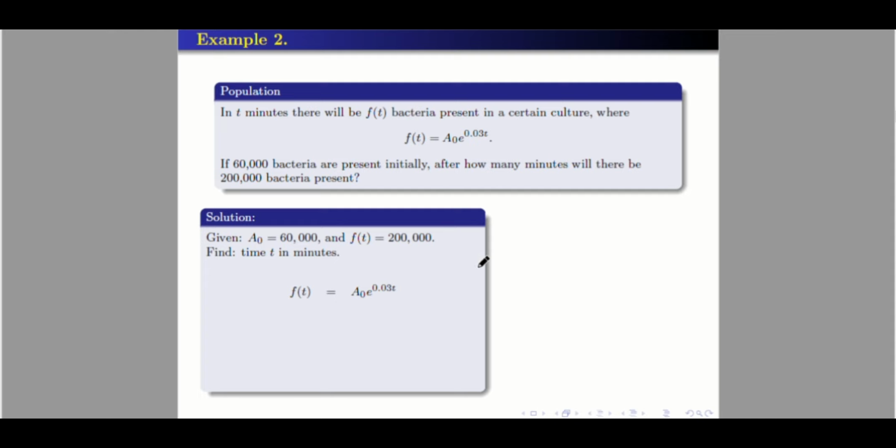So let's substitute. f of t is 200,000. This is the final, or the future number of bacteria. A sub 0, our initial, is 60,000. And then we still have e there. So we can divide both sides by 60,000 first. We cannot apply logarithm because there is a 60,000 here. So we can cancel 60,000. So 200,000 divided by 60,000 is 3.333. And here we're left with e raised to 0.03t.